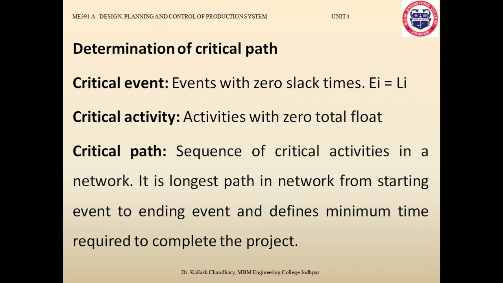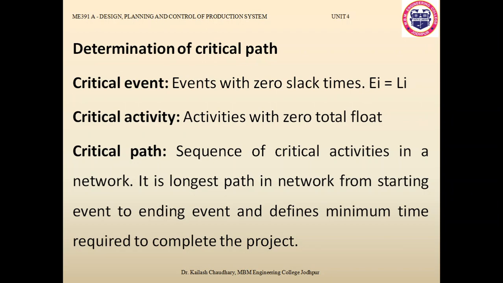So how do you determine the critical path? Events with zero slack time, that means earliest start time and latest start time are the same, that is your zero slack time. All those events are known as critical events. So we will calculate earliest start time and latest start time for each and every event, and if the difference between them is 0, then that event is known as a critical event. While critical activities are those activities with zero total float. So again there is no difference between these two timings, which I will show you during the solution of the problem here in this lecture. And the sequence of critical activities in a network is known as the critical path.